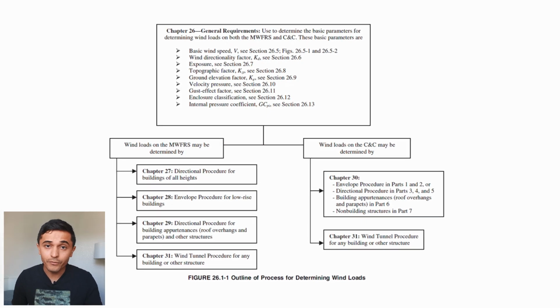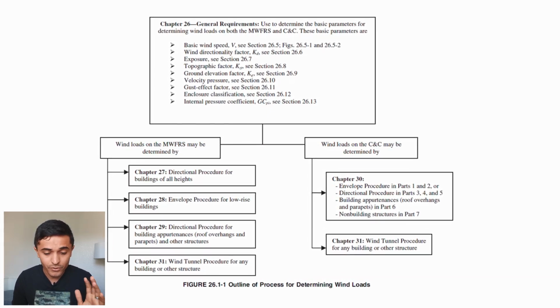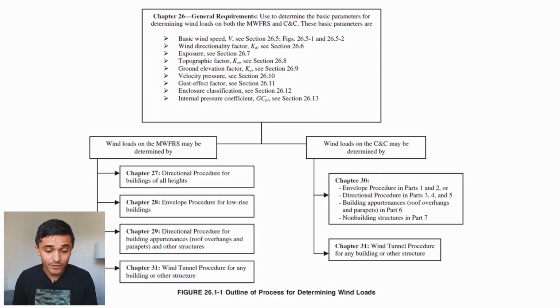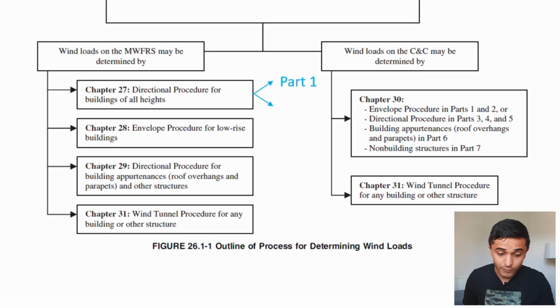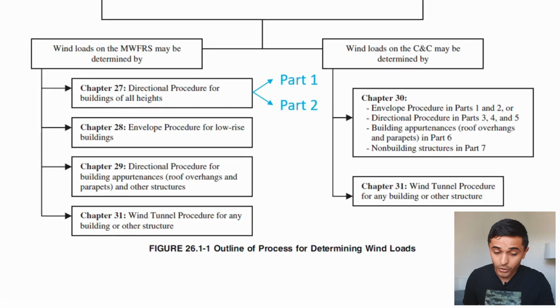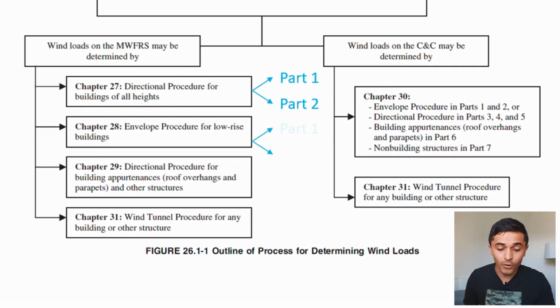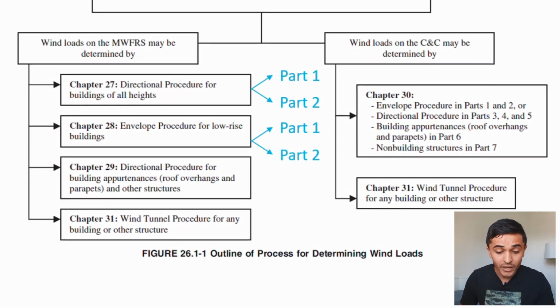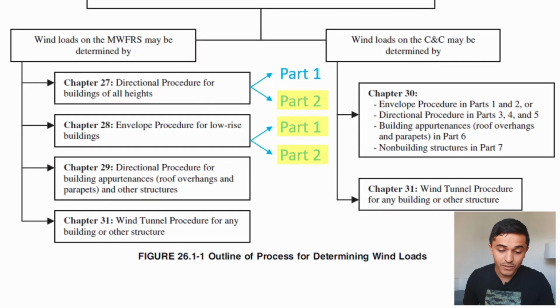Alright, as you've seen before, this diagram here shows all the wind load related chapters in ASCE 7-16. For the main wind force resisting system, we have 4 procedures for buildings. We have directional procedure part 1 and then part 2, and the envelope procedure part 1 and then part 2. We have covered already 3 of these procedures, all the envelope procedures and also the directional procedure part 2. Now we're jumping into part 1, which is also considered the all heights method.